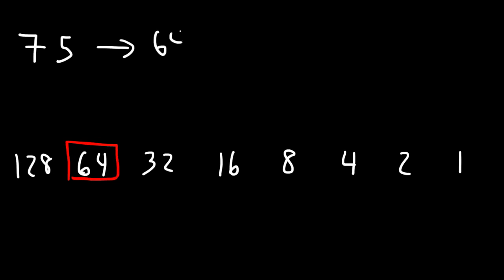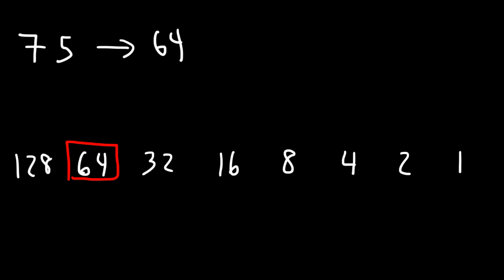We're going to start with 64. Now in this video, I'm going to show you two ways to convert a decimal number to a binary number. The first half of the video will focus on the subtraction method, and the second half will focus on successive division. So I'm going to show you both ways, and then you can pick and choose which method you prefer.